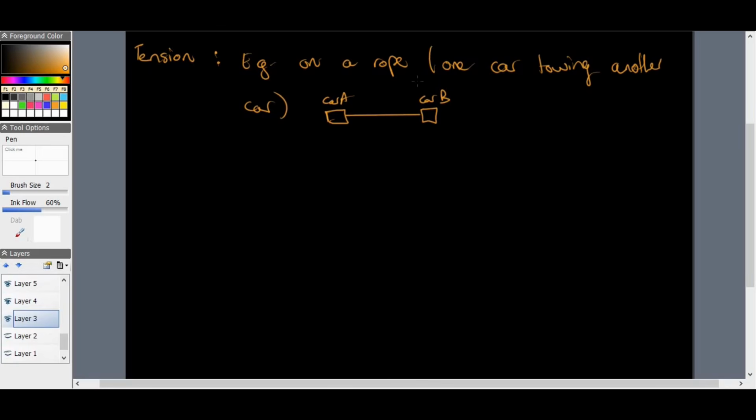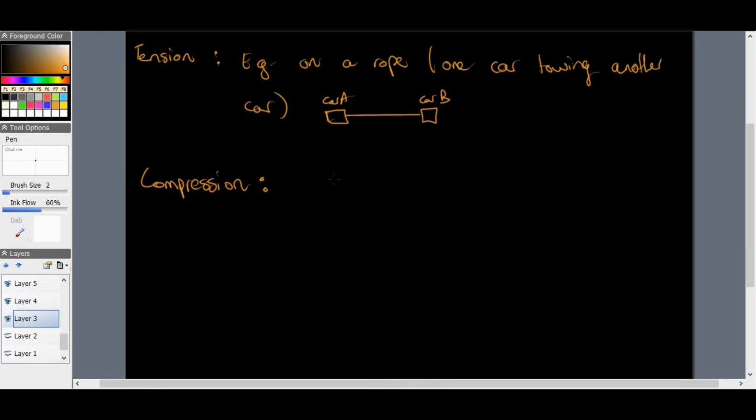So car A can't weigh less than car B. It must weigh either the same or slightly more. Because if car A weighs less than car B, so in other words, a normal Polo Vivo trying to pull a gigantic truck, it's just not going to work. It doesn't make sense. The force of tension will be so much that it will cause the rope to snap. Now that's tension. And then we get another type of contact force, which is known as compression.